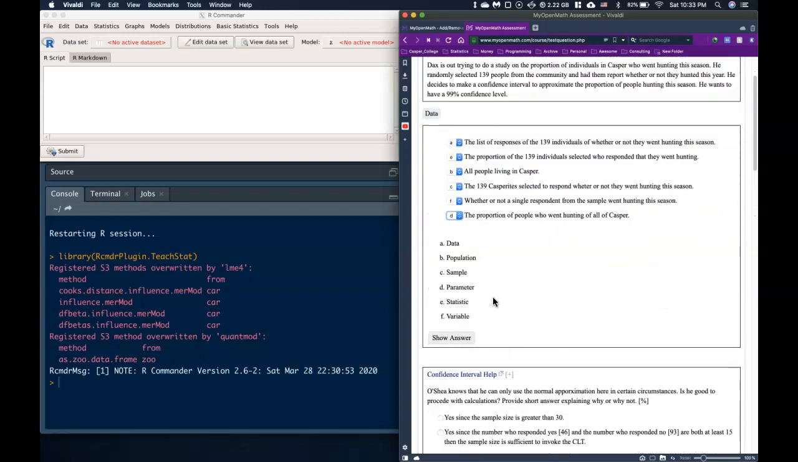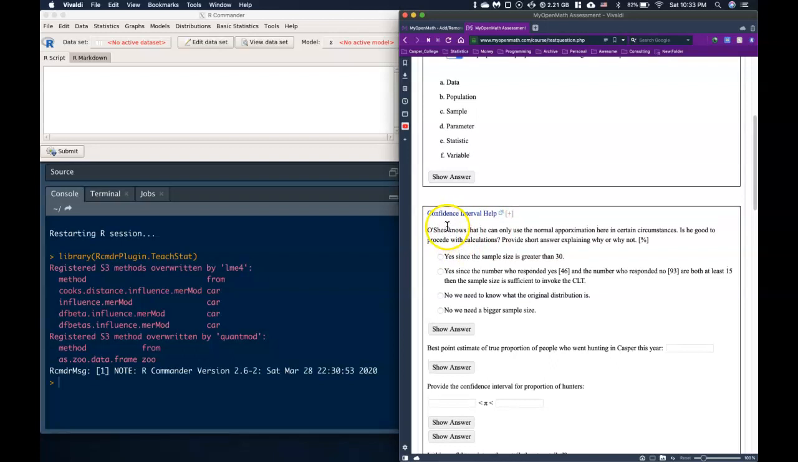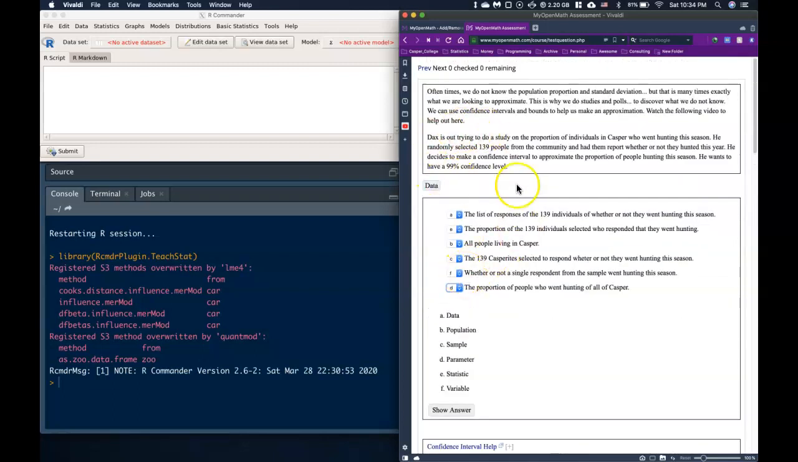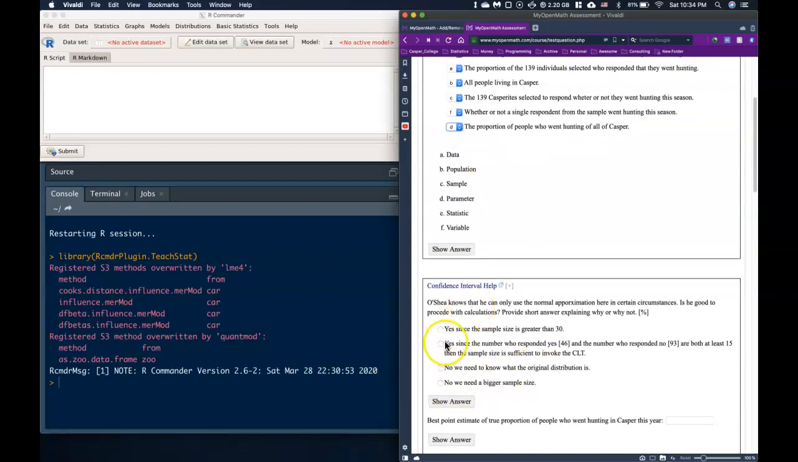All right, at this point it shouldn't be O'Shea, it should be Dax. But anyways, he knows that he can only use a normal approximation in certain circumstances. Is he good to proceed with calculations? Provide a short answer explaining why or why not. We don't know what the original distribution actually is. It's probably a Bernoulli distribution of just yes or no's. But we know that we can use the central limit theorem if it's big enough. So since the number who responded yes and the number who responded no are both at least 15, the sample size is sufficient to invoke the central limit theorem.